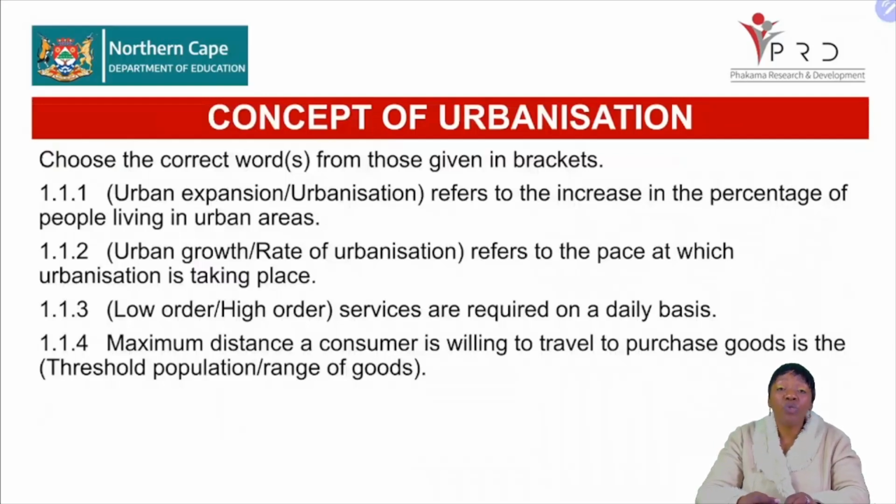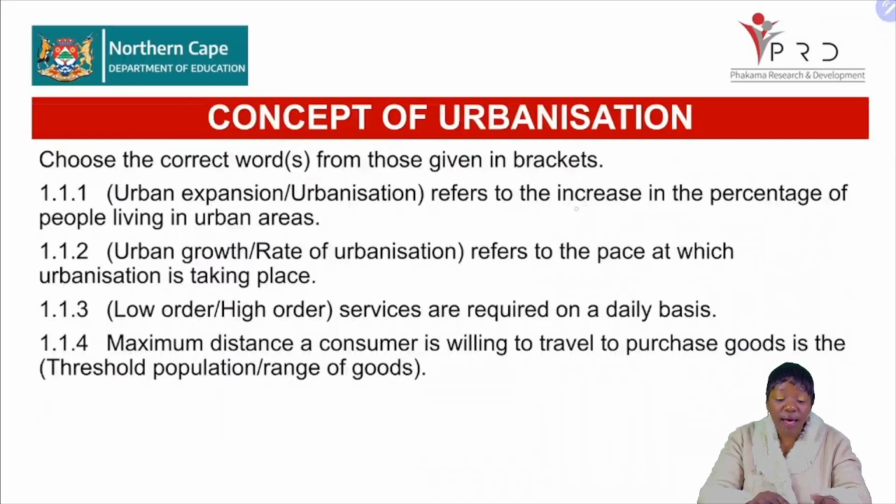So number 1, you choose the correct words. Remember, each and every question or each and every figure will have the instruction. Beside the instruction that you will get on page 2, you also need to read before you answer. What are they saying in that figure or in that question? For instance, on this one, they are telling us to choose the word from the given bracket. So as you are choosing the word, you should choose the word that will make the statement geographically correct. So your 1.1.1 is urban expansion or urbanization.